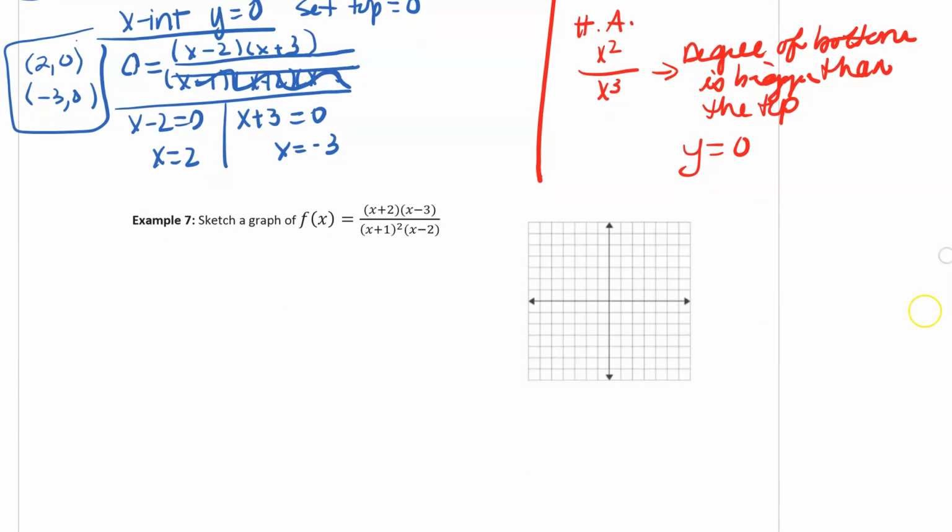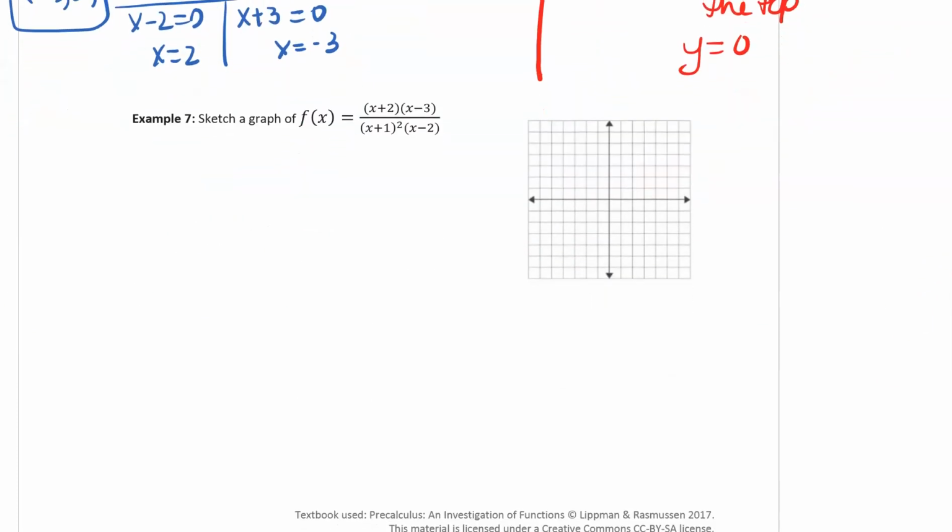And so last example for the chapter, sketch a graph of f of x. So we're going to follow suit of what we just did, but now we're going to apply it. And so I'm going to do it in the same order. First, we're going to find our y-intercept. So we're going to set x equal to 0.